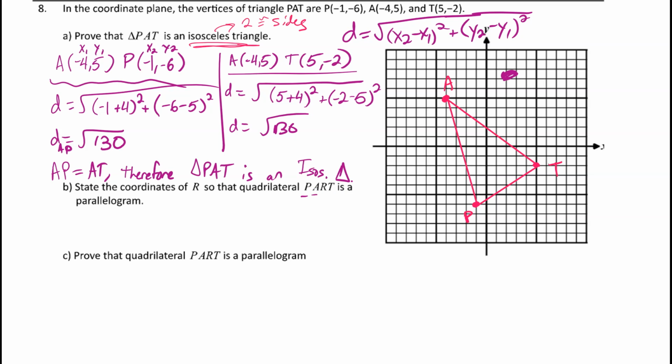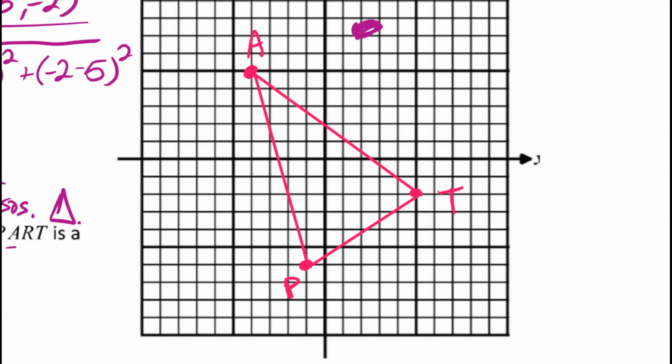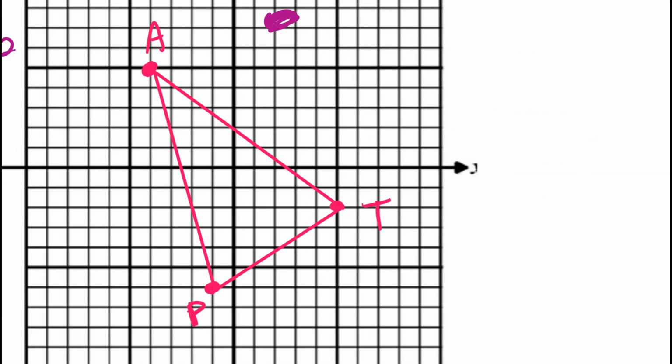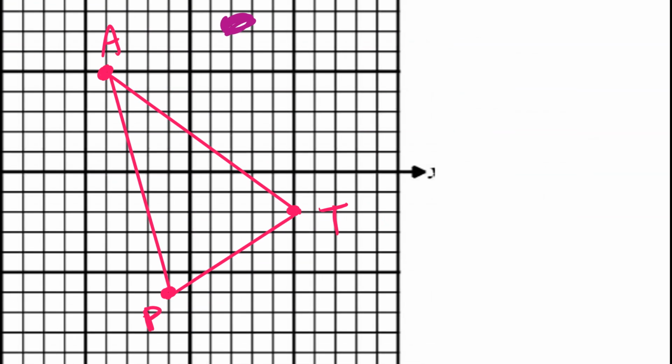And it starts with understanding properties of parallelograms. Remember that parallelograms have opposite sides that are parallel and the same distance across. So I'm going to count the slope from P to T. The slope of PT is 1, 2, 3, 4. 1, 2, 3, 4, 5, 6. So the slope of PT is 4 over 6, or 2/3.